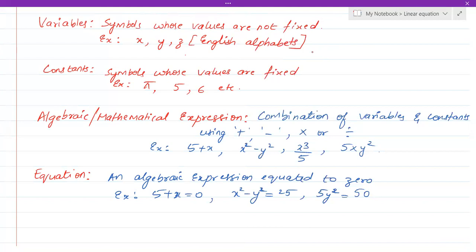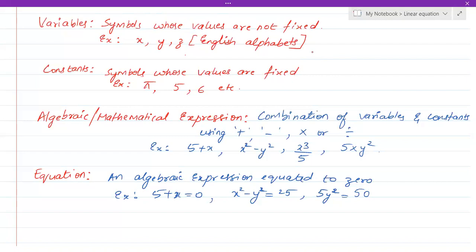So what are variables? As you can see, symbols whose values are not fixed. Let's say English alphabets, X, Y, Z, all these values are not fixed, right? The X might be 5 for me or 3 for someone else, -2 for someone else. It is not fixed. It keeps changing from person to person. But whereas constant, those values are fixed.